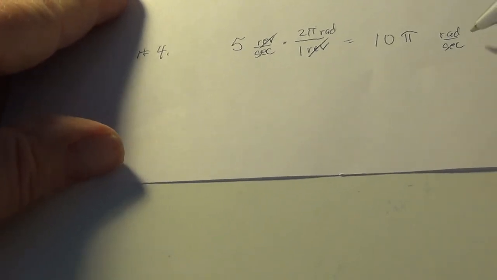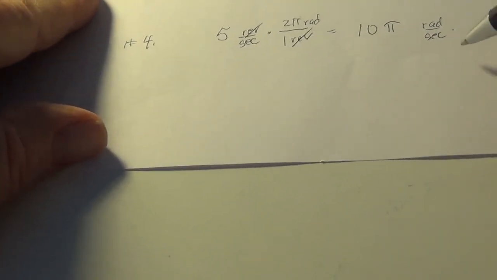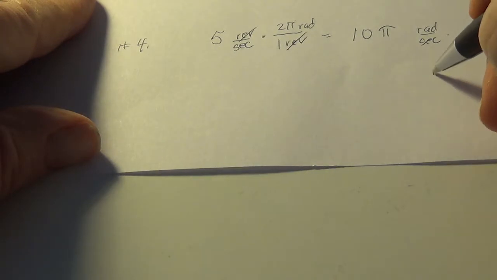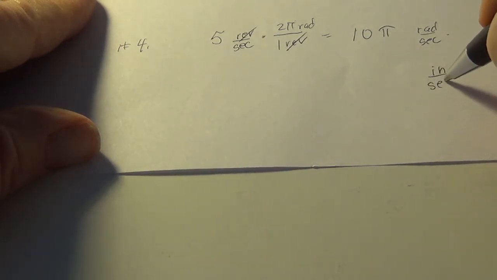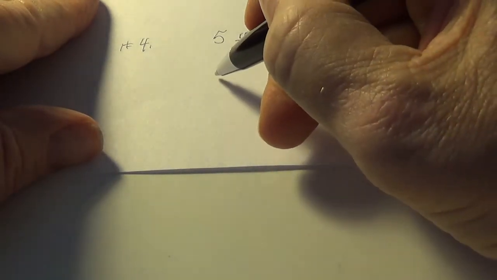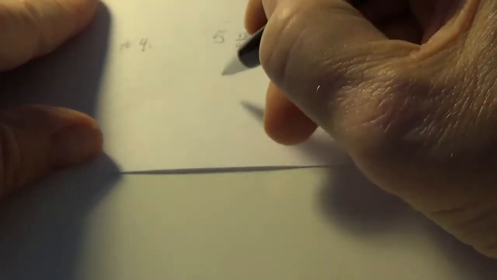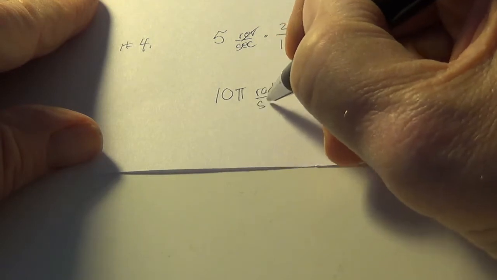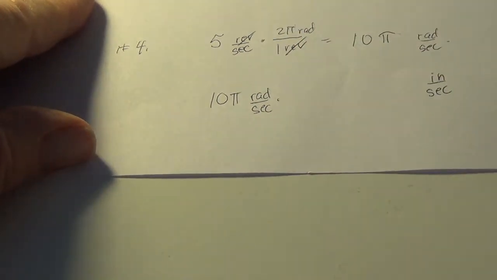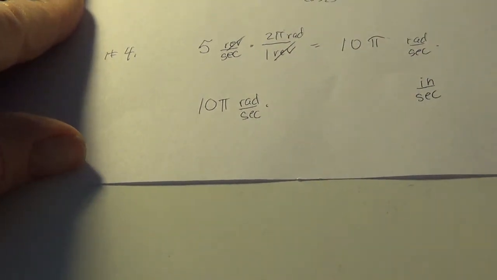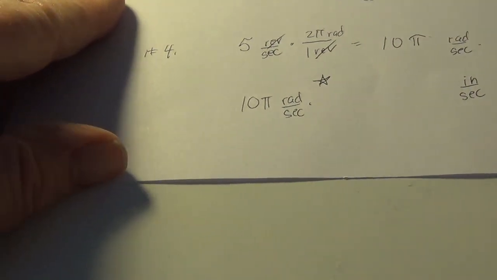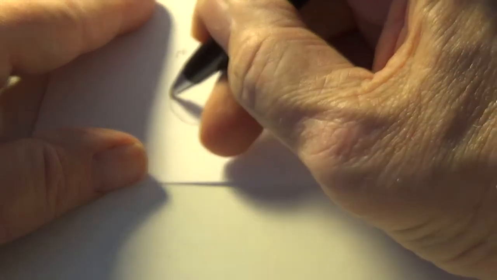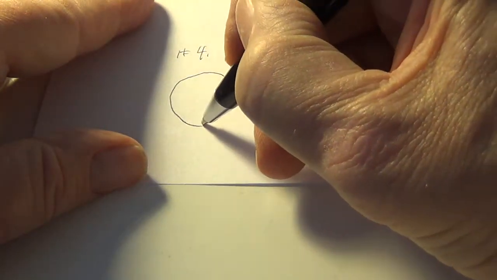So how would you go from radians per second to inches per second? We'll start with the 10 pi radians per second. Seconds is fine, so I want to get rid of radians. A little trick to our problem is we have to be given the radius. So I'm just doing an example I'm making up.